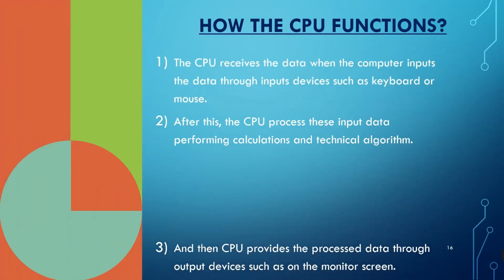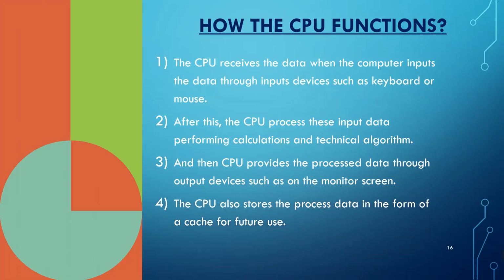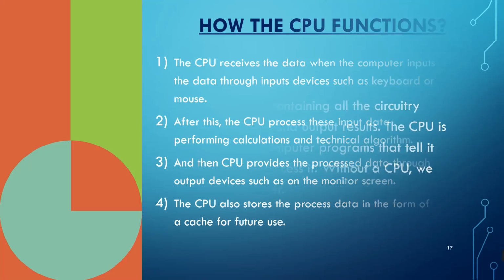How the CPU functions. 1. The CPU receives the data when the computer inputs the data through input devices such as keyboard or mouse. 2. After this, the CPU processes this input data, performing calculations and technical algorithms. 3. Then the CPU provides the processed data through output devices such as the monitor screen. 4. The CPU also stores the processed data in the form of a cache for future use.